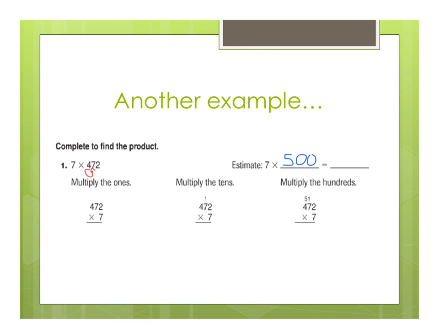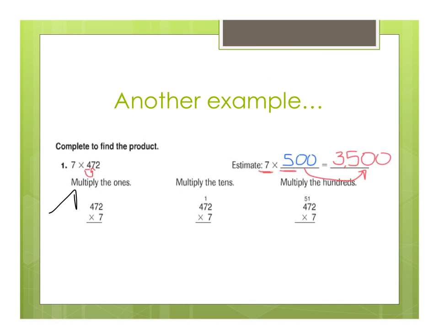Using your basic facts, 7 times 5 is 35. And there's 2 zeros we're going to bring over into our product. So our estimate is 3,500. When we actually multiply 7 times 472, our product should be reasonably close to 3,500. Now let's find the actual product.